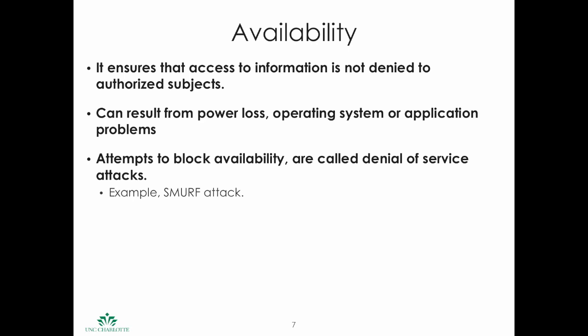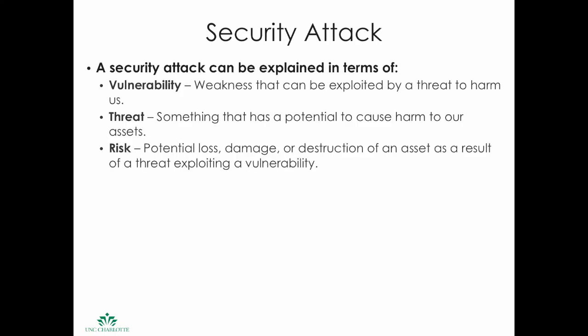It ensures that the access to information is not denied to those subjects who are authorized to access it. This can result naturally from power loss, from operating system issues or application problems, and it can also be a deliberate attempt by an attacker. So when an attacker tries to block availability, it is known as a denial of service attack. An example is a Smurf attack, in which a system is flooded with spoofed ping messages. So this creates high computer network traffic on the victim's network, which often renders it unresponsive.